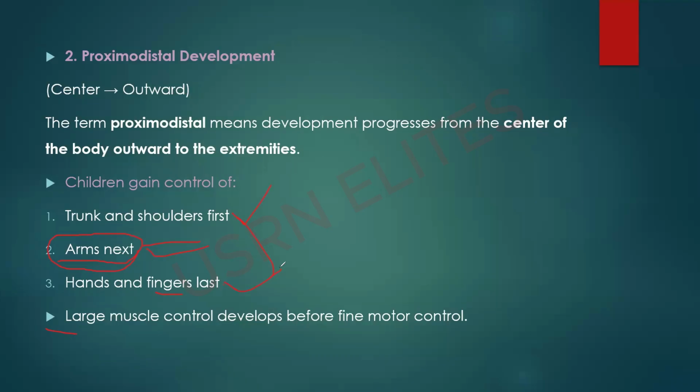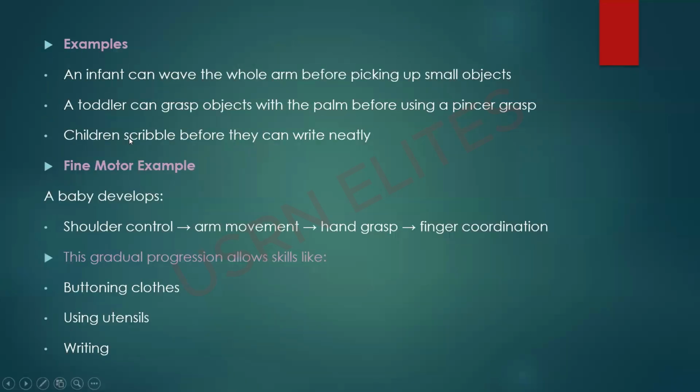If you have any question here, you can ask. So this one too, we have an example here. Like an infant can wave the whole arm before picking up a small object. They can easily wave first before trying to learn to pick up small objects on the floor or on any surface, right?